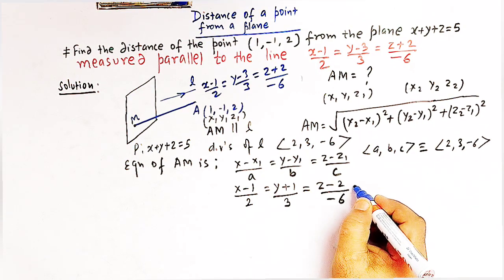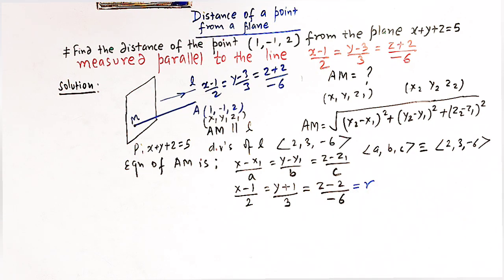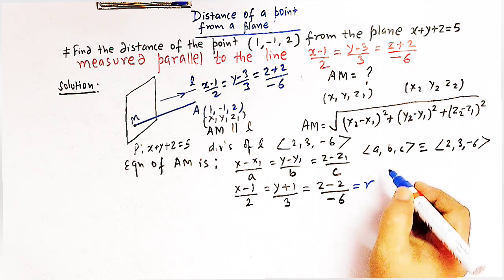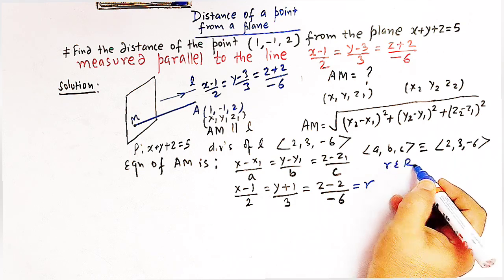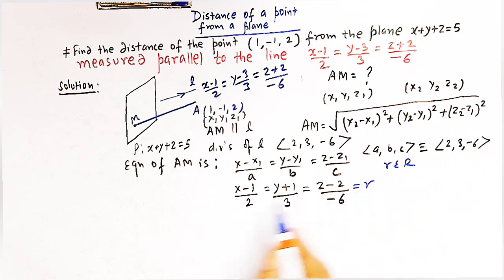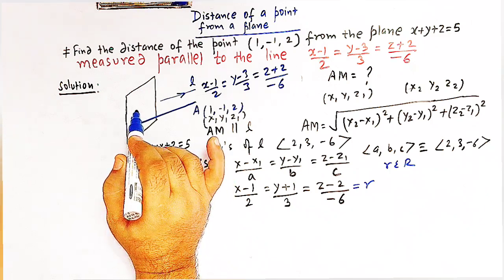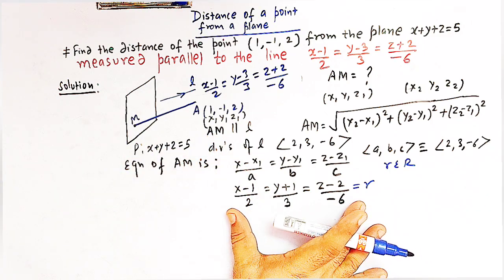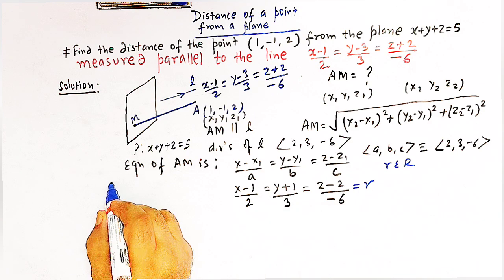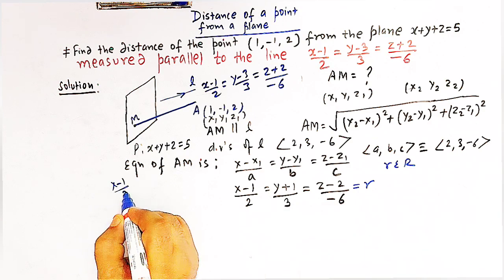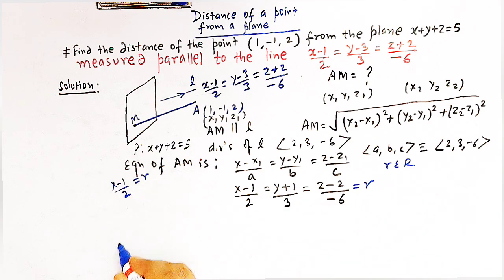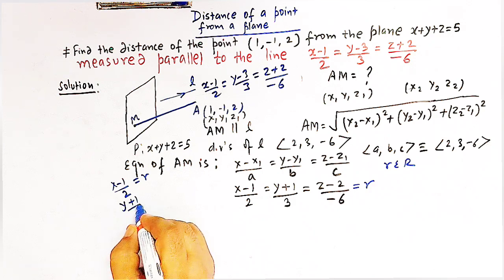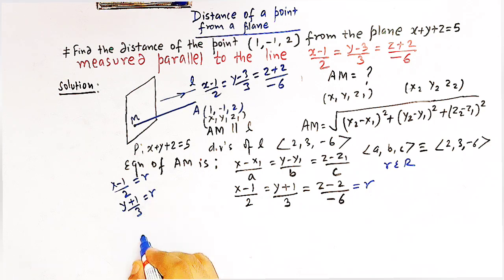So now consider a scalar r over here. Here r is some real number and it is a scalar. The coordinates of this point M may be obtained from this equation. So we can now write (x minus 1)/2 is equal to r, (y plus 1)/3 is equal to r, (z minus 2)/(minus 6) is equal to r.